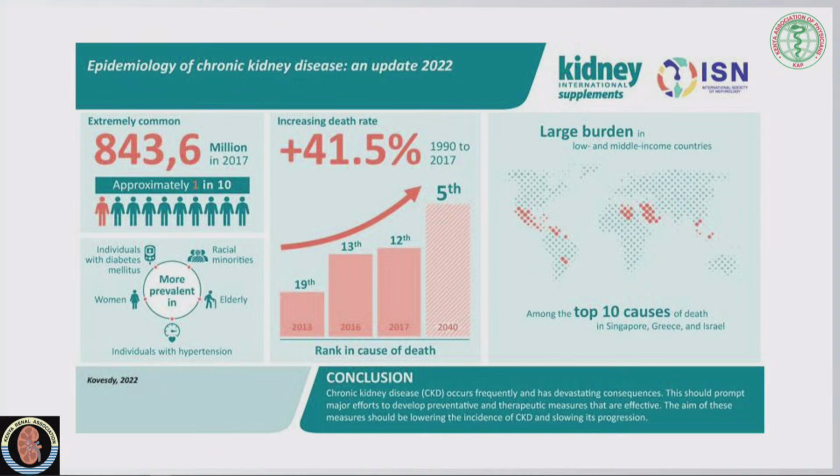The latest update in 2022 from a world analysis is that chronic kidney disease is extremely common. Up to a tenth of the world population has chronic kidney disease. And this one we have already seen the definitions: proteinuria or creatinine going up. A tenth of the world population has chronic kidney disease. And it's more prevalent, unfortunately, in women, in the elderly, individuals with diabetes, the racial minorities, and individuals with hypertension.